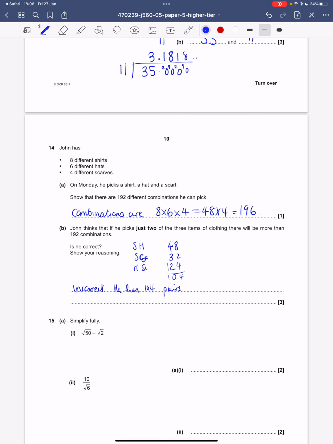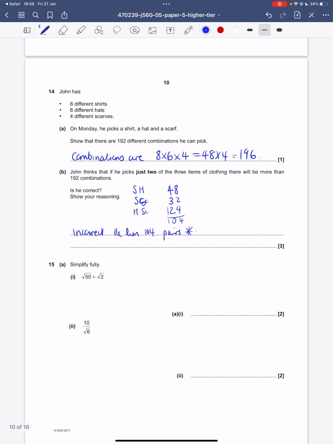It's a funny question. Anyway, I'll check that one. And yeah. Simplify fully. I'll just write with that. That's 8 times 6, 8 times 4, 6 times 4. Yeah, that's where they come from.